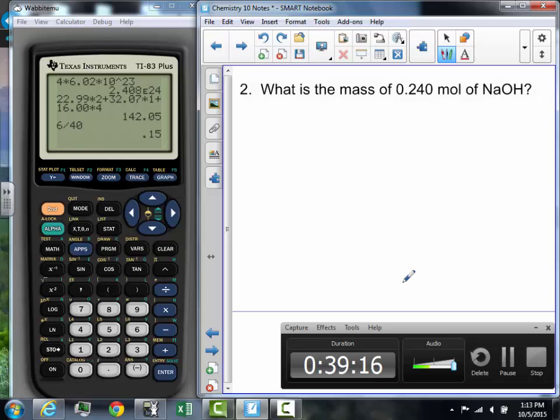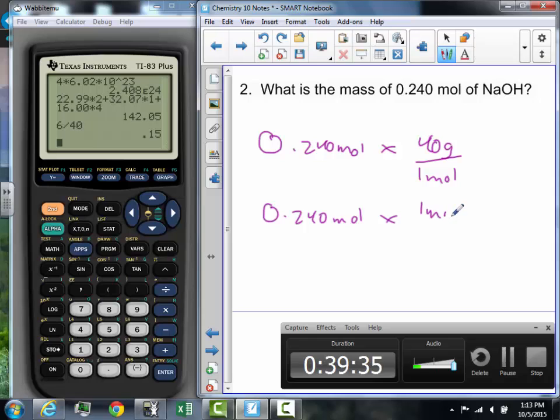So I'm going to try writing this out 2 different ways. You tell me which one makes more sense. I'm going to take 0.240 moles, and I'm going to multiply by 40 grams in 1 mole. Or option 2, I'm going to take 0.240 moles, and I'm going to multiply by 1 mole over 40 grams. Which one of these 2 options is going to cause canceling of units properly? The top one's correct, yeah. Because this mole's right here, and this mole's right here, they will mathematically cancel.